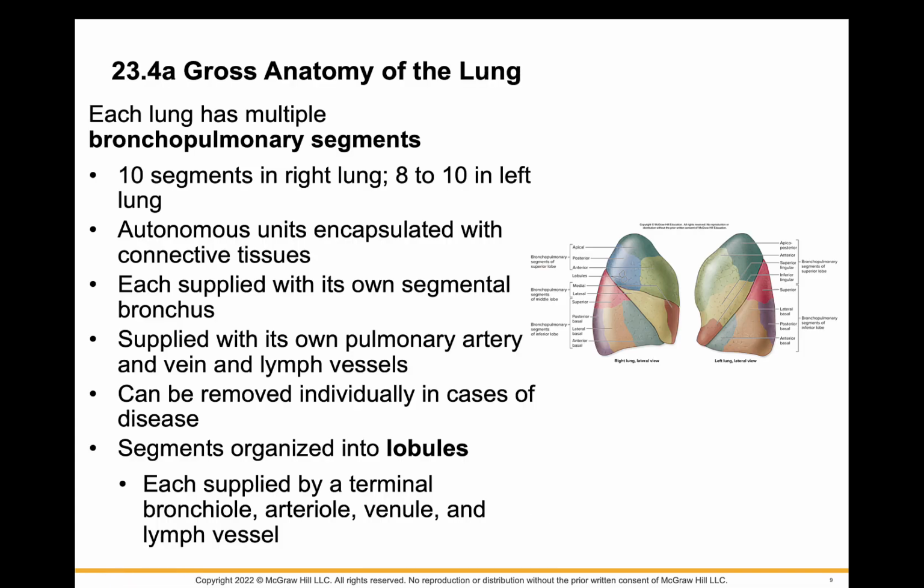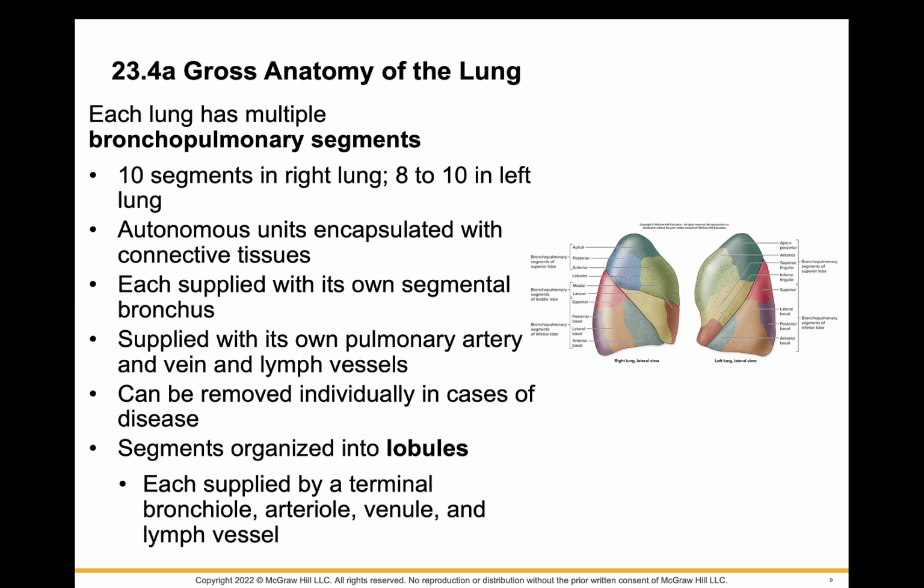Now, one characteristic of the lung that is really interesting is multiple bronchopulmonary segments. Generally, there are 10 segments found in the right lung and anywhere from 8 to 10 in the left lung. Keep in mind that these are autonomous units encapsulated with connective tissue. Each bronchopulmonary segment is independent of the others. Each is supplied with its own segmental bronchus, its own pulmonary artery and vein, and lymph vessels.